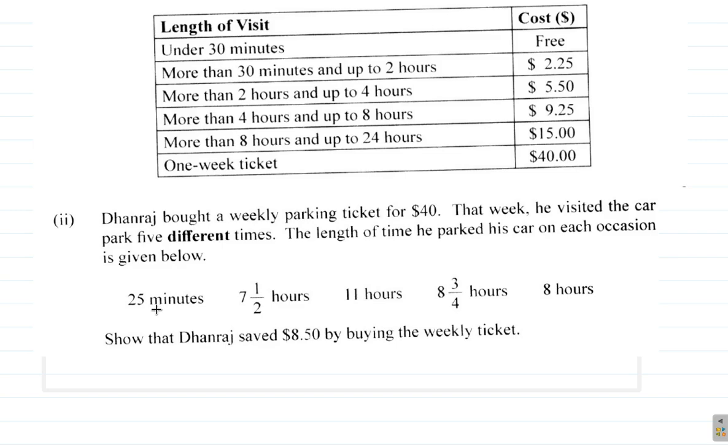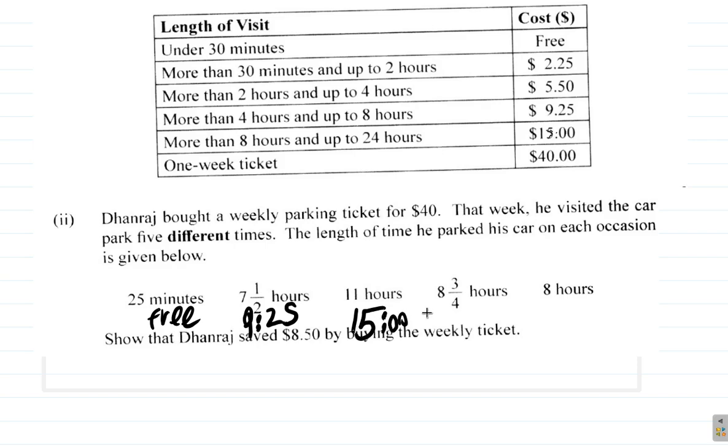For the 25 minutes, it's free, because once he stayed under 30 minutes, that's free. Alright, good. 7.5 hours. For the 7.5 hours, let's see something. Oh, you would have stayed more than 4 hours, but less than 8 hours. But you would still have to pay the $9.25. So it's $9.25. Alright, 11 hours now. 11 hours. He stayed more than 8 hours, less than 24 hours. He would have to pay $15.